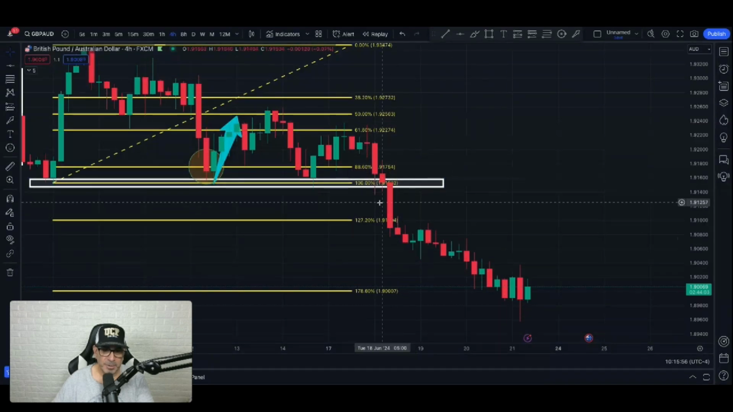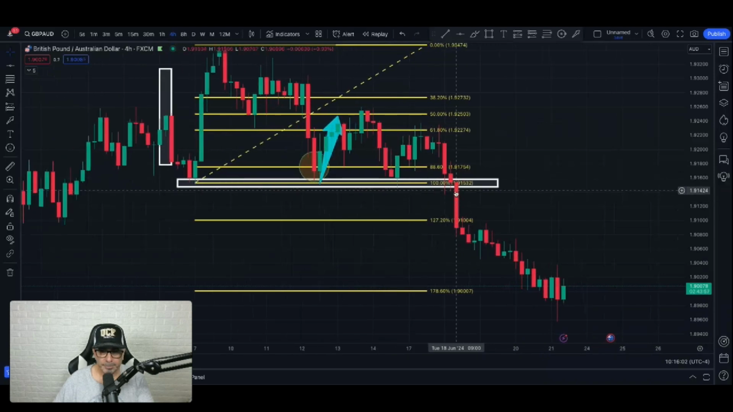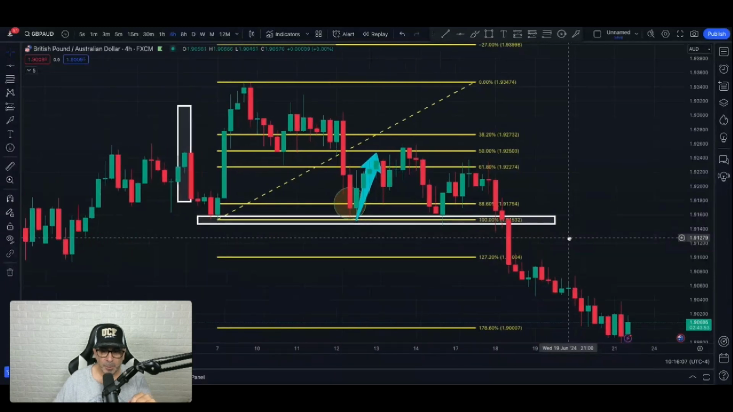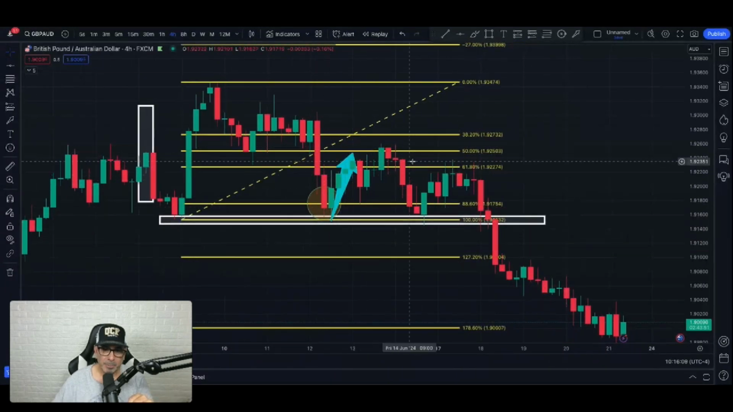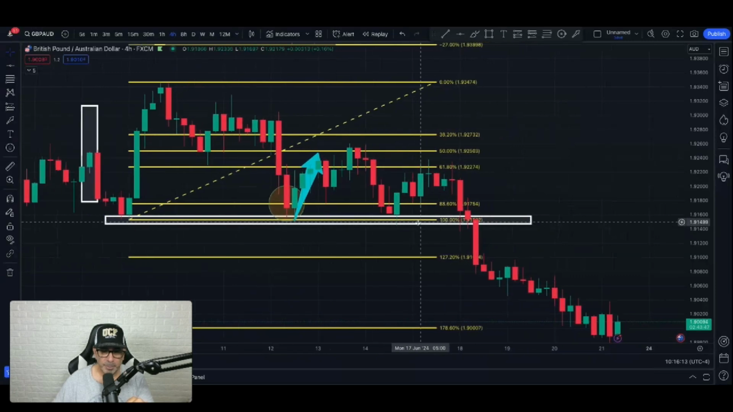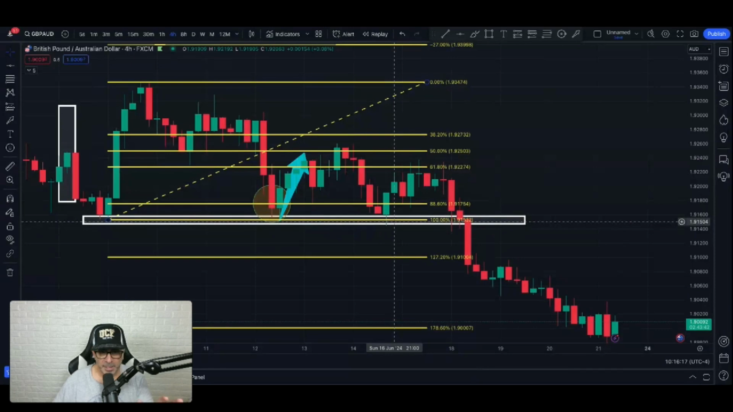Now we have a definite closure below the structure point, right? So all this has nothing to do with structure. Then they came back around again and tapped it again. So you've got your fib levels. They tapped it again one more time, right? And we're sticking at a higher time frame.